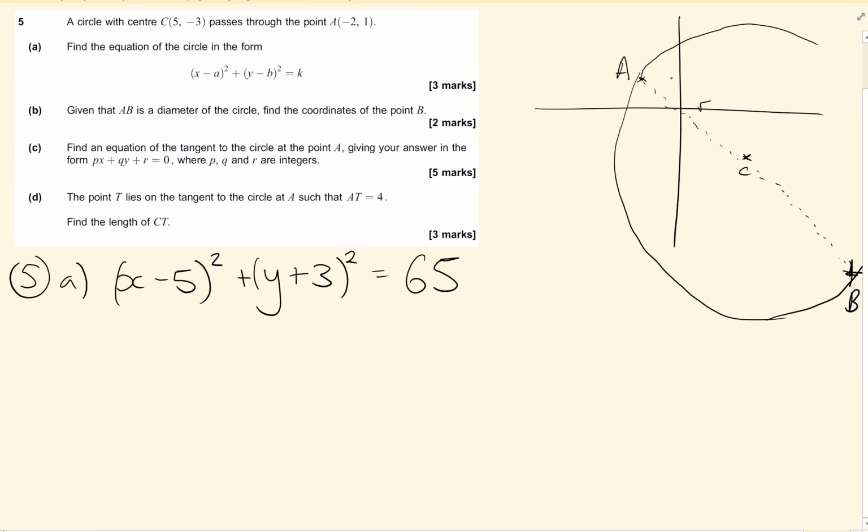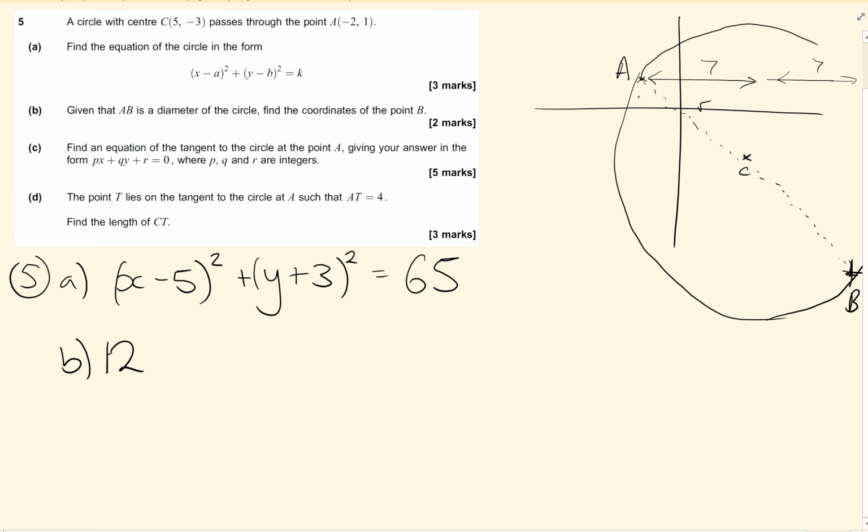So if we think what's happening in the x direction, well, to get from here to here, we were at minus 2 and we've gone all the way on to 5. So that's 7 in the x direction. So we're going to have another 7 to get to the point B here. So add on 7 more from C, we get the x coordinate to be 12.